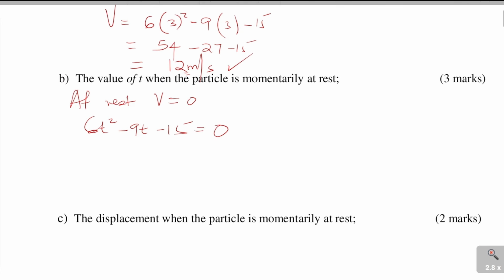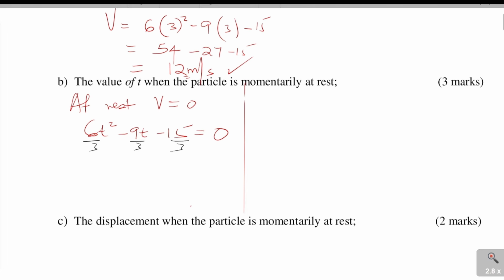So you can see that is a quadratic equation, and when you solve it, we'll get the time when the particle is momentarily at rest. We're going to have two values of t. So we can simplify this by dividing all through by 3, and this will give 2t squared minus 3t minus 5 is equal to 0. So let me use factorization. Look for two numbers whose product is negative 10 and the sum is negative 3. Those two numbers are negative 5 and 2.